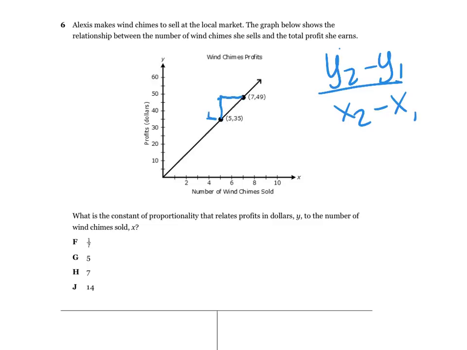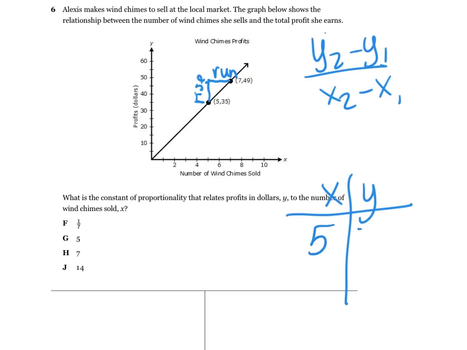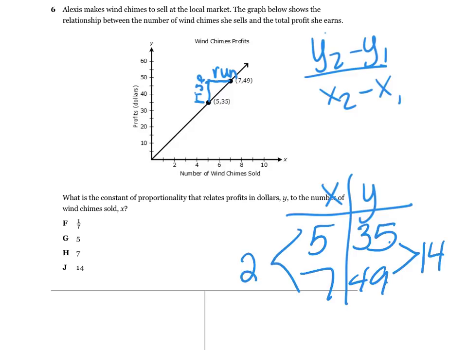What's this? This is my rise. This is my run. Or I could make my own chart. I drew a chart on several people's paper. If I did the points here, I would do 5 and 35, 7 and 49. What's the change here? 35 to 49 is 14. 5 to 7 is 2. 14 divided by 2 is 7.